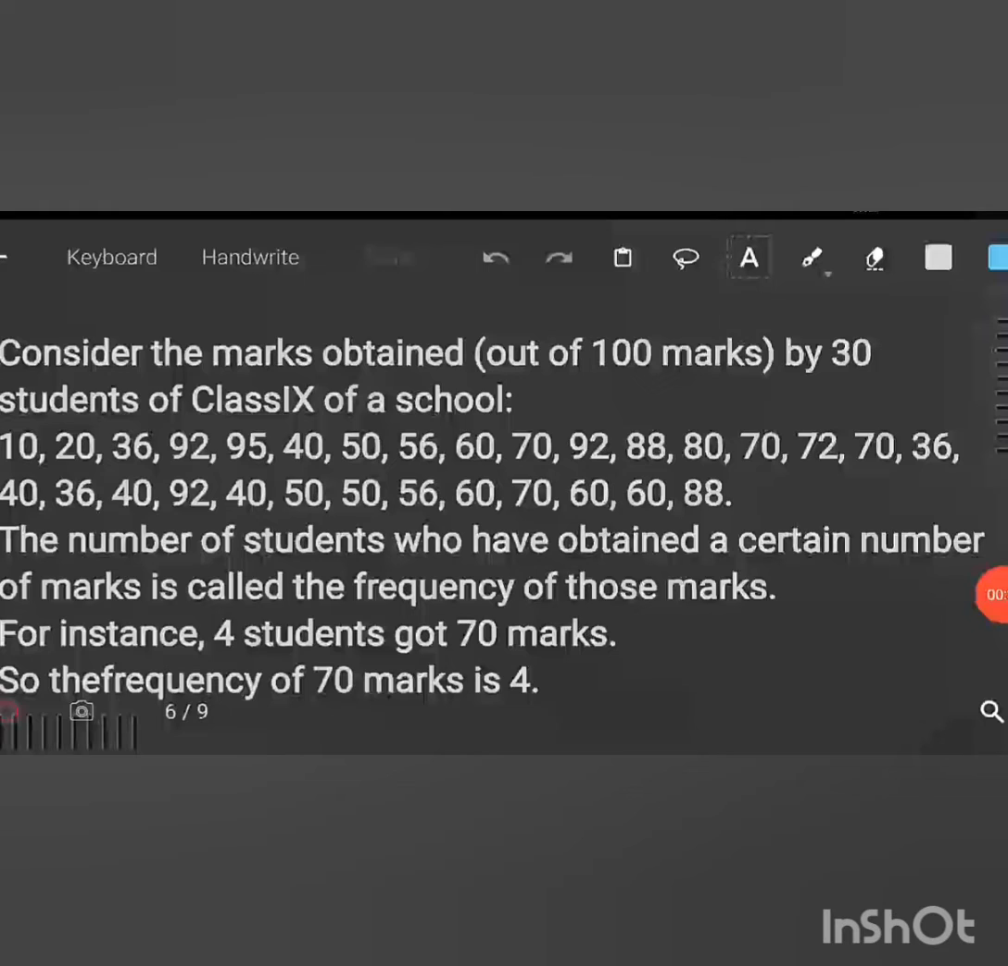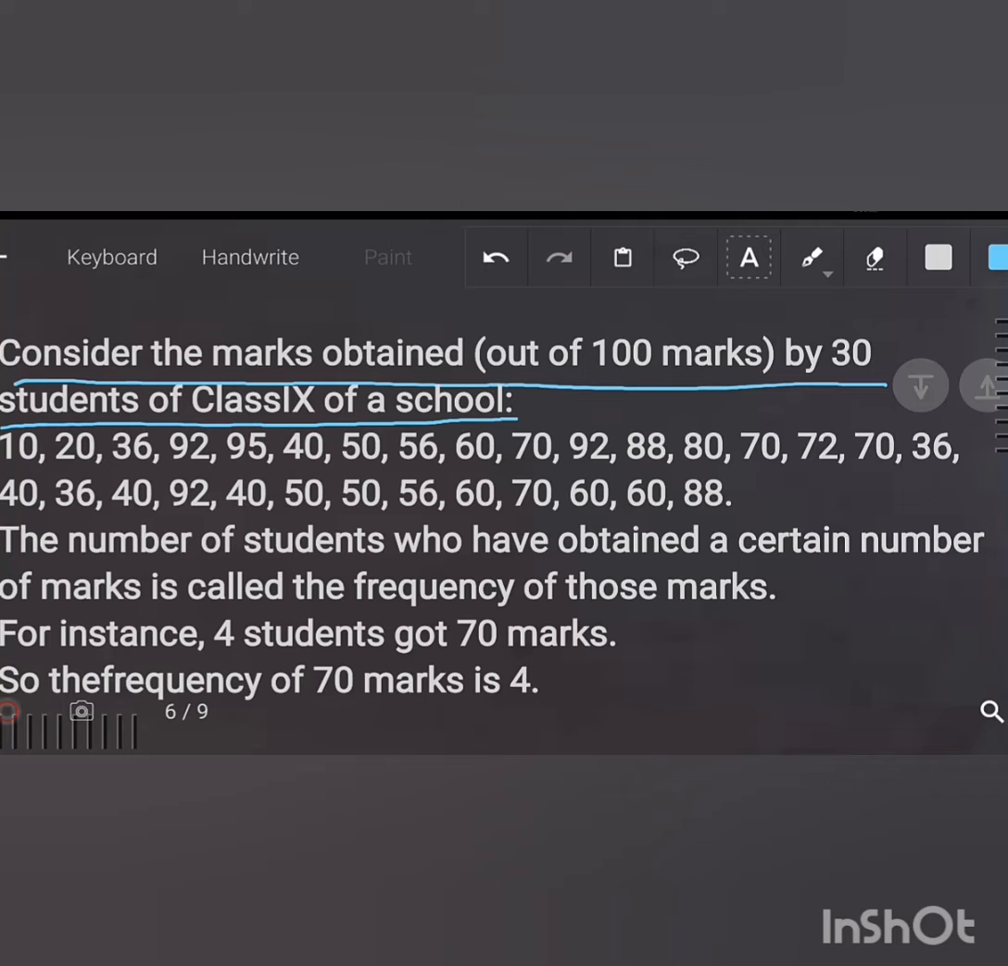Now let us take an example. Consider the marks obtained by 30 students of class 9th of a school out of 100. The marks are recorded like this: 10, 20, 36, 92, 95, 40, 50, 56, 60, 70, 79, 88 and so on.